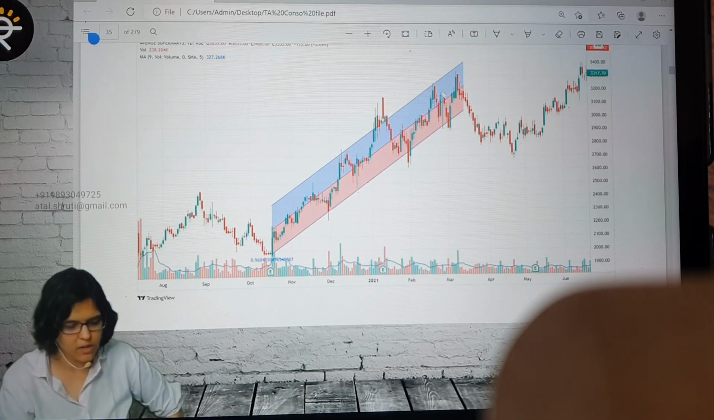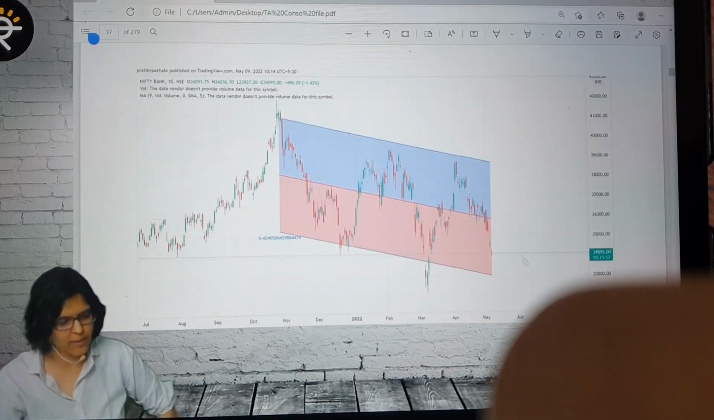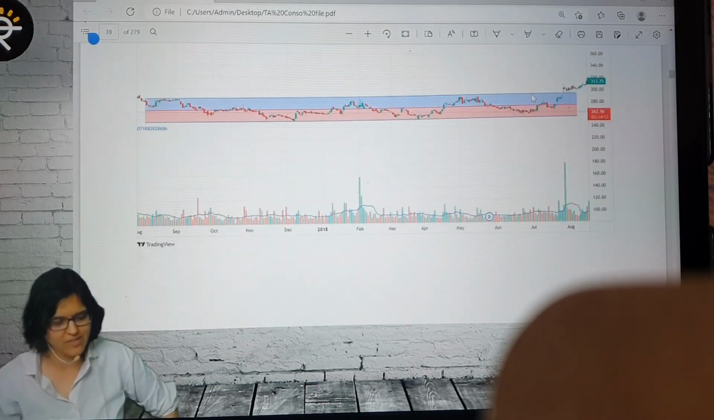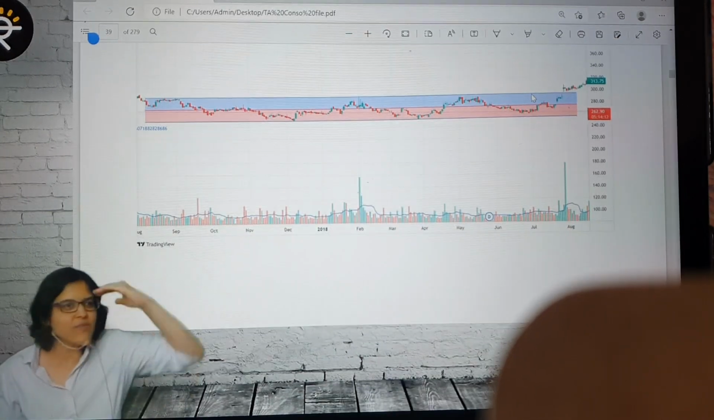So what can you see here? Uptrend. Clear cut example of uptrend. Next page. You can see a downtrend. And on the next page, you can see a sideways trend. This is ITC. Okay. All trends I think fit into your mind.